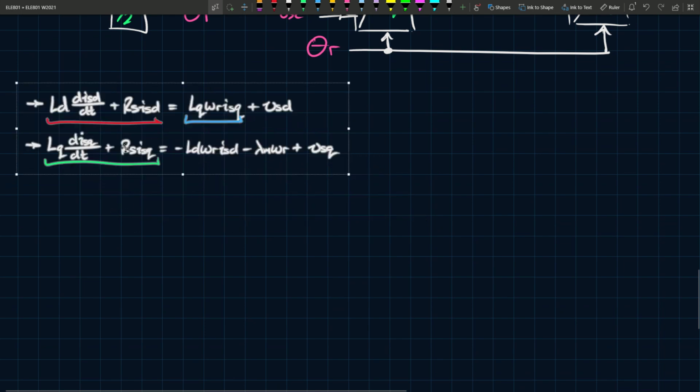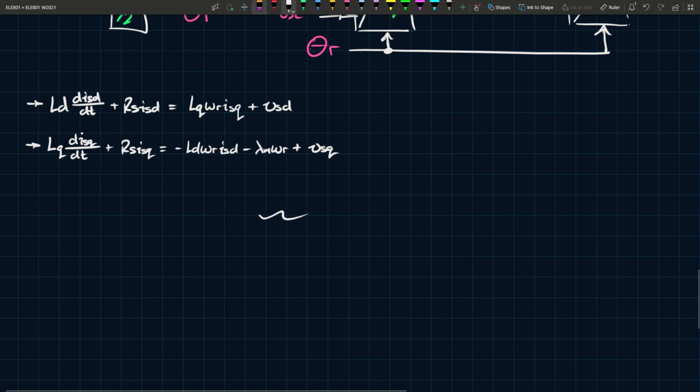So we have these equations. Maybe we can get rid of these colors here. For some reason every now and again my pen just stops working, so it seems this might be one of those times. No, we're okay. So what are we going to do here? We have these two equations.